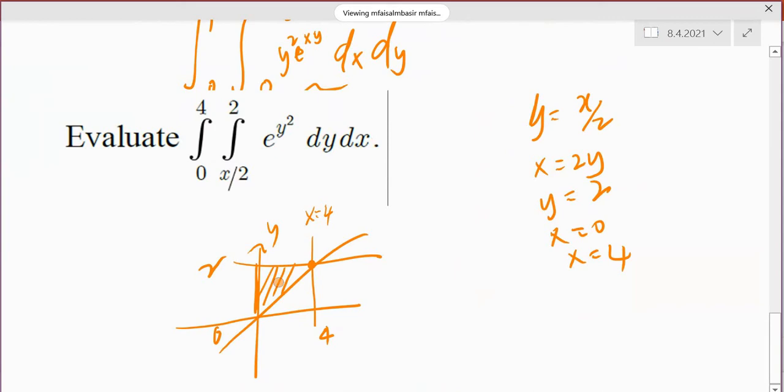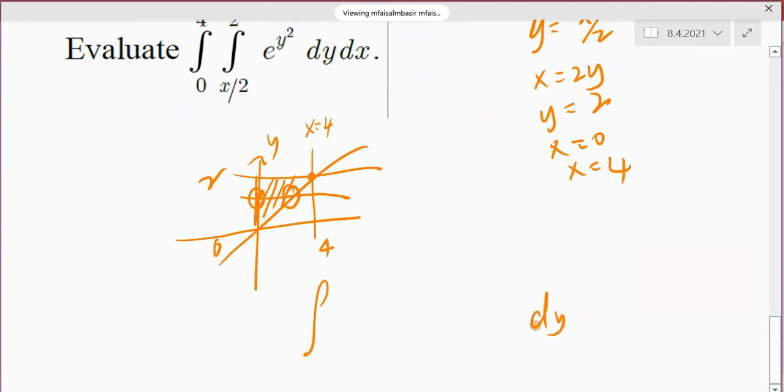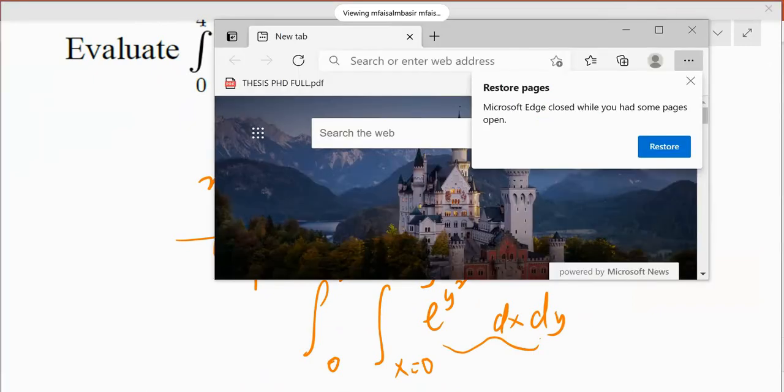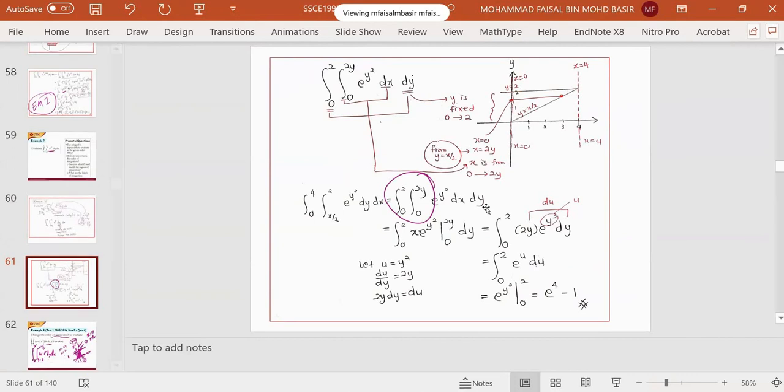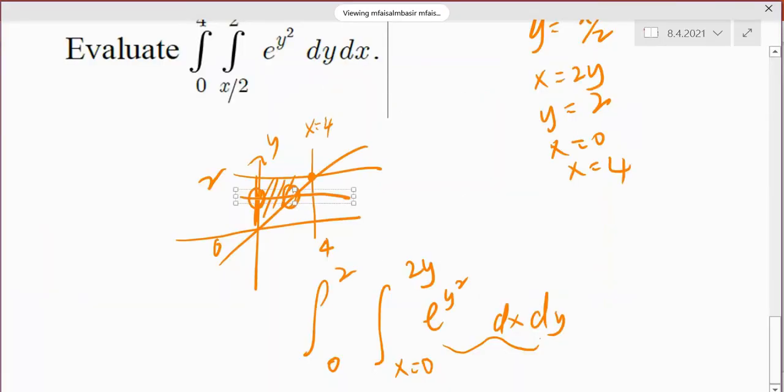Okay, then dy dx is type 1, you have to use type 2. Type 2 means dy here, 0 to 2. Dx here, x must be equal to 0 here, and x here must be equal to 2y. Now it's easy to integrate. Check. So you must be very fast on determining the limit, and the limit must be correct. But this is the main thing, okay? So y from 0 to 2, and x from 0 to 2y. Okay? Understand?